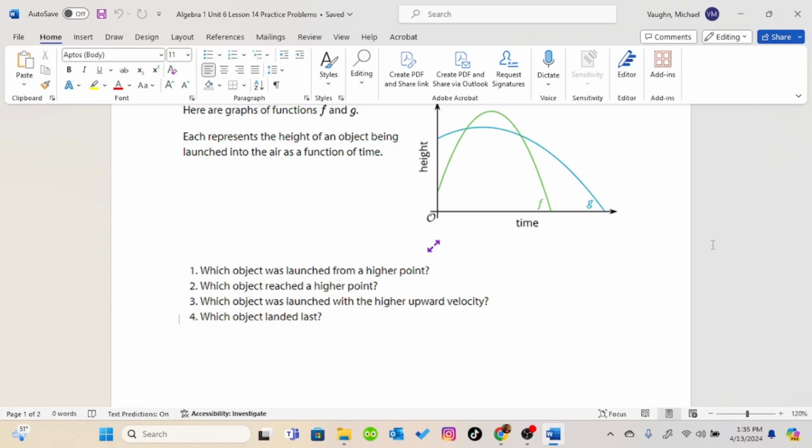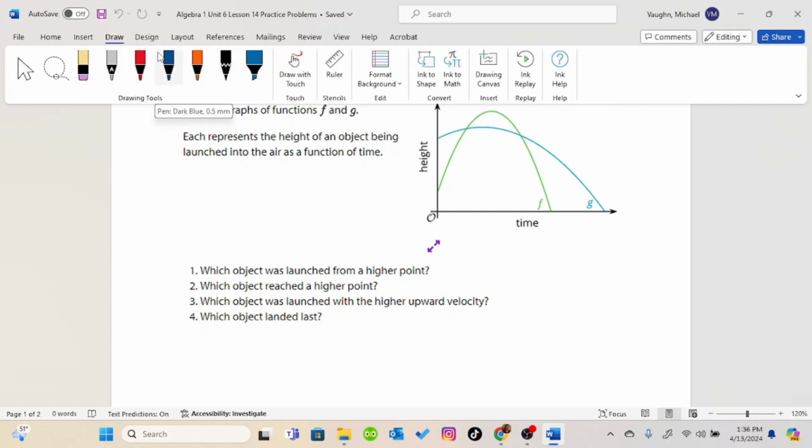Here are graphs of functions f in green and g in blue. Each graph represents the height of an object being launched into the air as a function of time. Number 1. Which object was launched from a higher point?